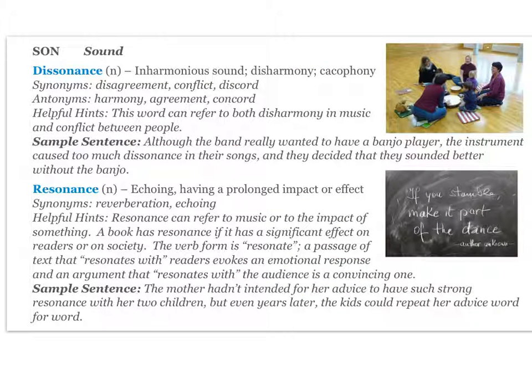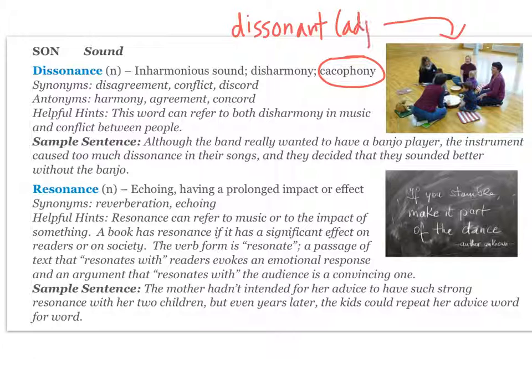Dissonance is your next word, and it means inharmonious sound. Cacophony is also a good synonym for that. So both dissonance and cacophony refer to sounds that don't sound good together. So if you look at that, that's some young children kind of learning how to play the drums. So their music might be marked by dissonance. I'll also give you as an adjective dissonant. So you could say that they were making dissonant sounds or dissonant music.